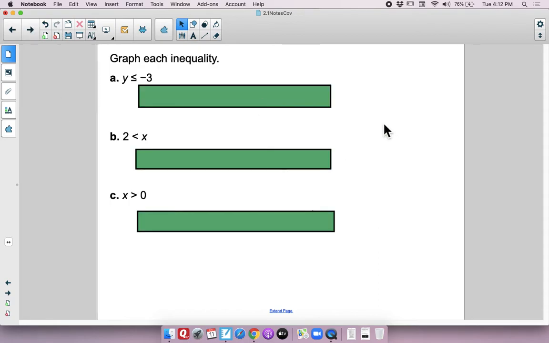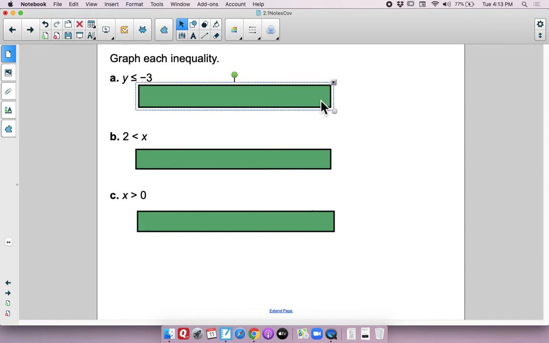All right, so try graphing these. Remember, the three things to remember in graphing are: what's my key number? Is it going to be an open or closed dot, depending on the inequality sign? Open if it's greater than or less than. Closed, in other words filled in, if it's less than or equal to or greater than or equal to. And then which way am I going to shade, left or right?